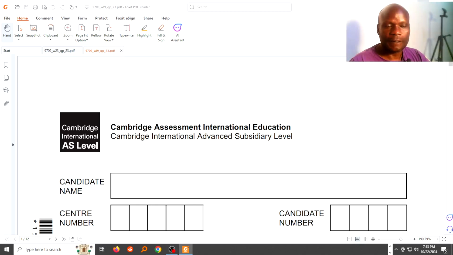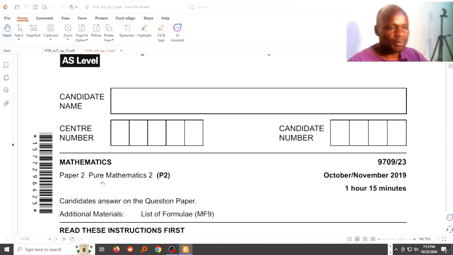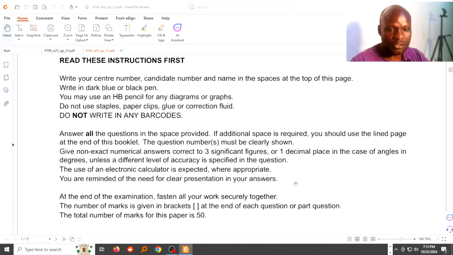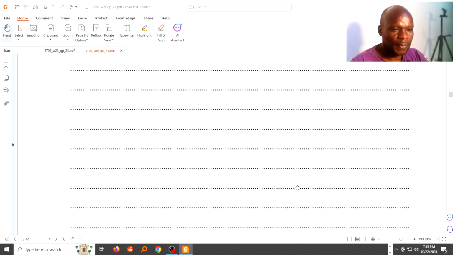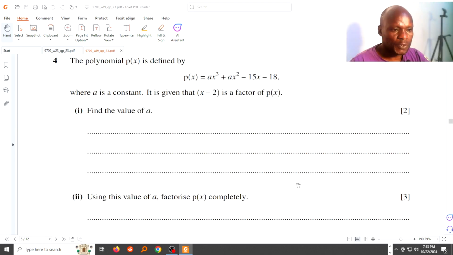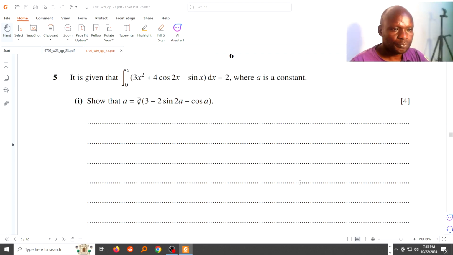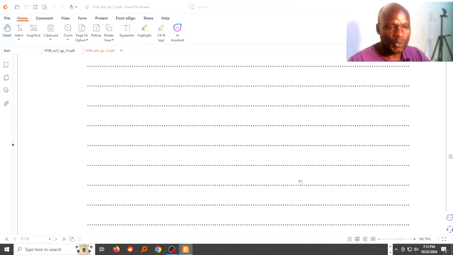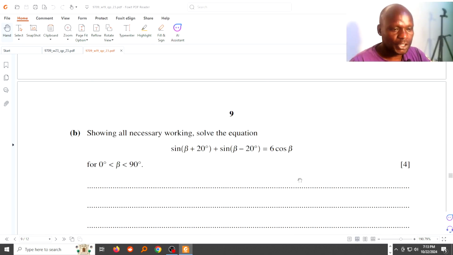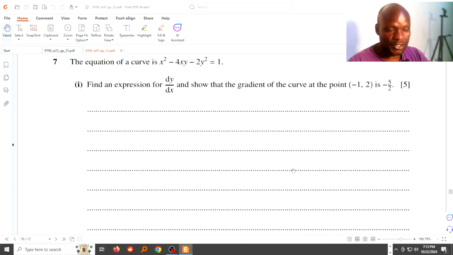Hello. We consider a question from Cambridge Assessment International Education, Cambridge International Advanced Subsidiary Level. The paper is Paper 2, Pure Mathematics 2, code 9709/23, taken October-November 2019. The question of interest is question 7, a continuation of our consideration of introductory calculus, where we are dealing with integration and differentiation.